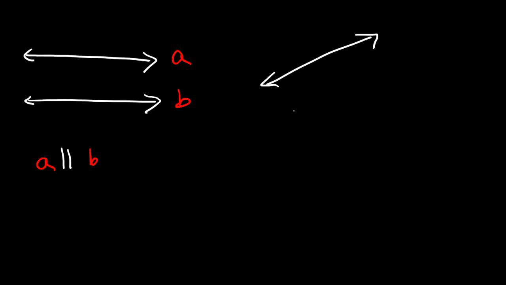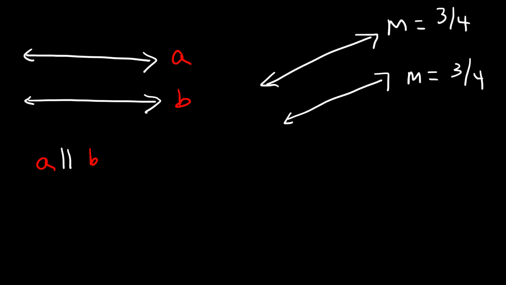So these two lines are also parallel. They share the same slope. So if the first line has a slope of 3/4, the second line has the same exact slope.